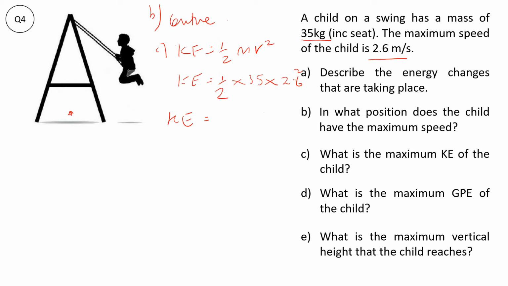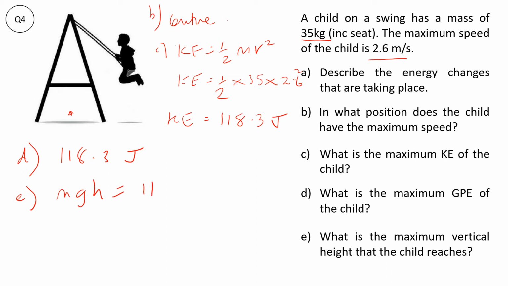Okay, 118.3 joules. What is the maximum GPE? Well, no energy is dissipated, so it's going to be the same, isn't it? 118.3 joules. What is the maximum vertical height?